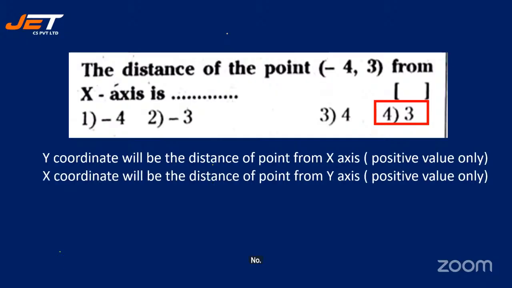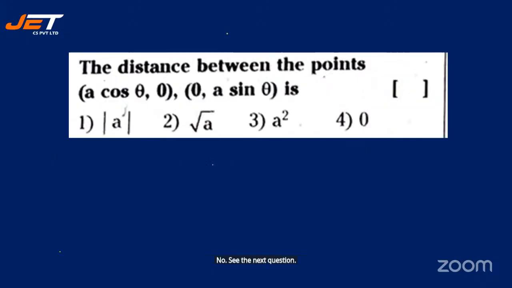Now, see the next question. The distance between the points a cos theta comma 0, 0 comma a sin theta is dash. I'm giving you 1 minute, students. Quickly think and then give me the answer.